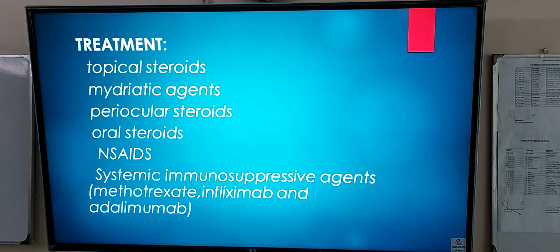Periocular steroids if there is no improvement with the topical steroids, and oral steroids in resistant and severe cases. NSAIDs for the joints and systemic involvement. Systemic immunosuppressive agents have a very good role in systemic involvement. Methotrexate, infliximab, and adalimumab are some names of systemic immunosuppressive or immunomodulatory agents.